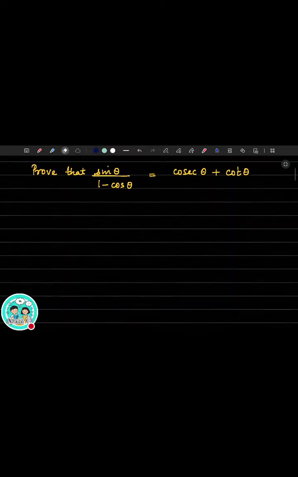So how do you do it? Do you know how to do it? So you need to find cosecant plus cot. So what is cosecant? It is 1 by sine theta, and cot theta is nothing but cos by sine, right? So let's take our LHS.